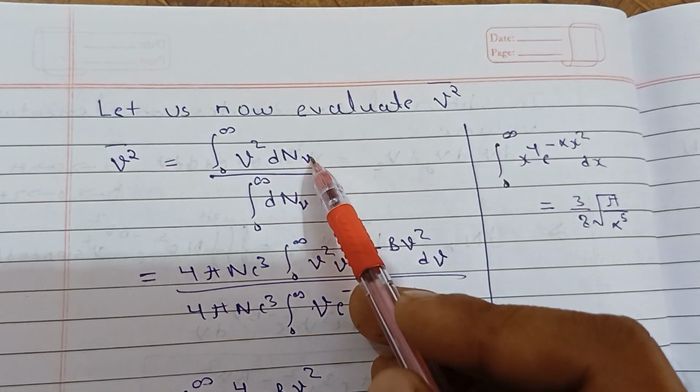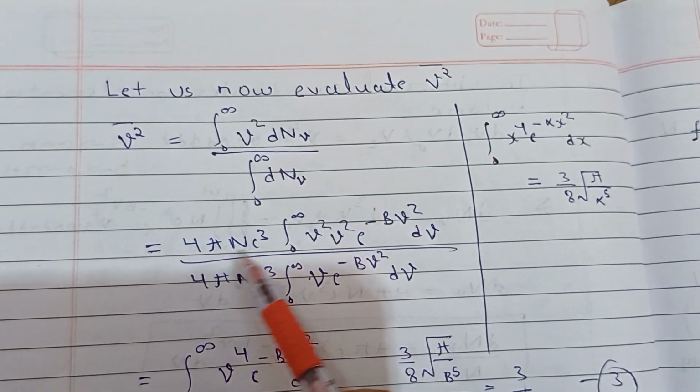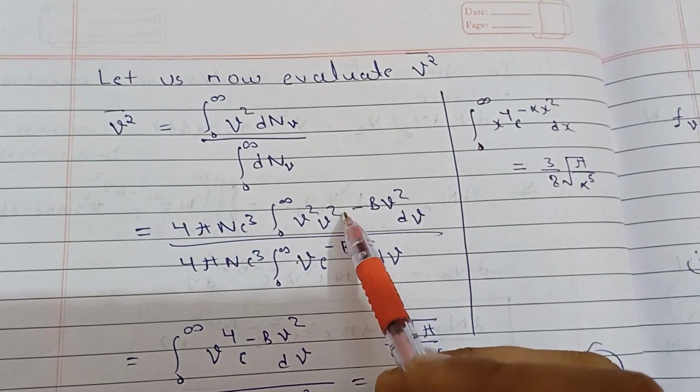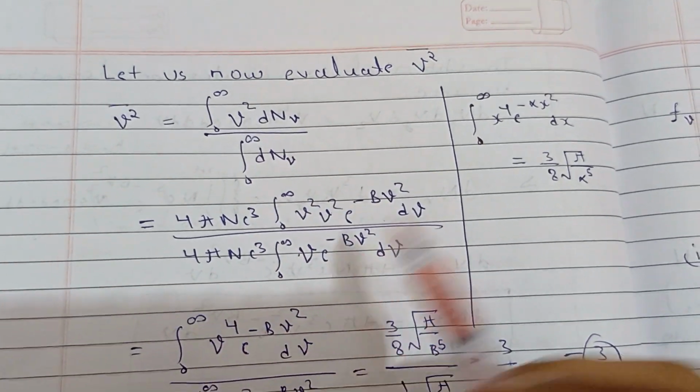Now we know what dn v is, the particles lying, which will be 4 pi n c cubed. From the previous we can find this value. This is v squared, and v squared will give v to the fourth here, and this dv, this is the simple formula.